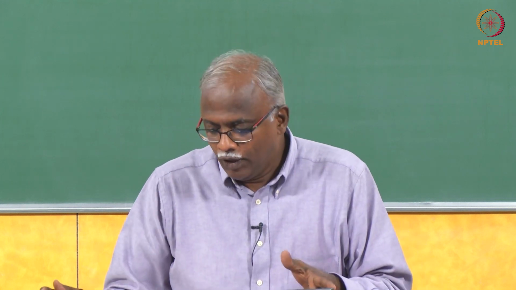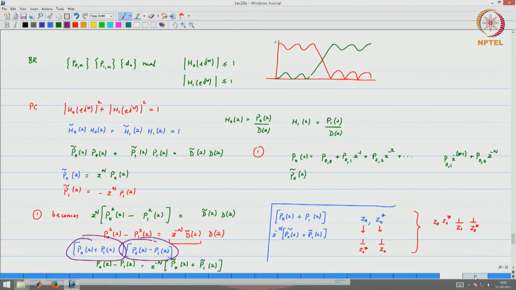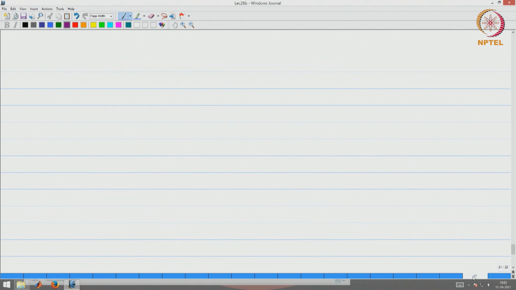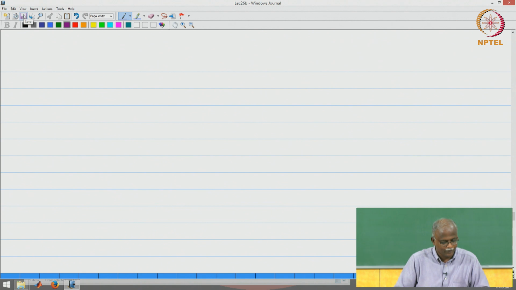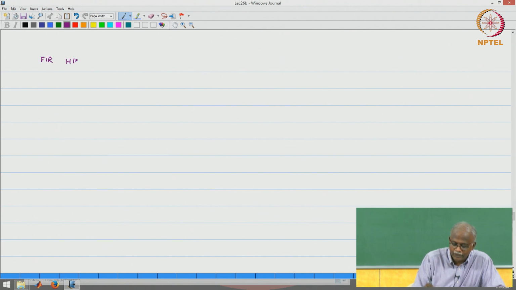Okay. Now deliberately I am going to leave this and ask you to think about another topic that you have already studied in DSP, but it is very useful for us to revisit at this point. Now supposing I have a FIR filter H of Z. Now it has got a finite number of zeros. So supposing it is of order n, it has got n zeros.